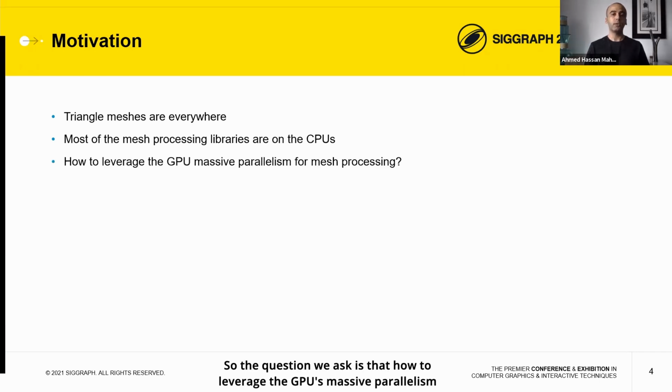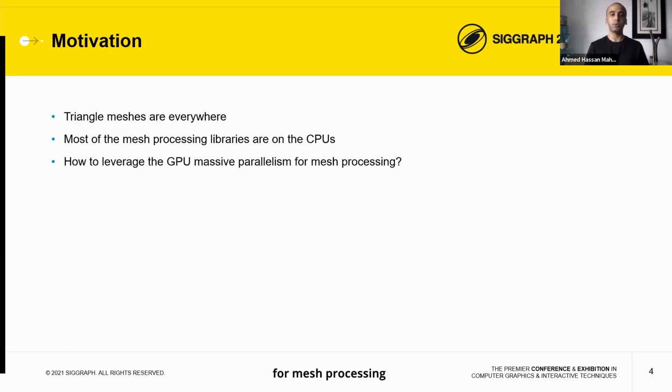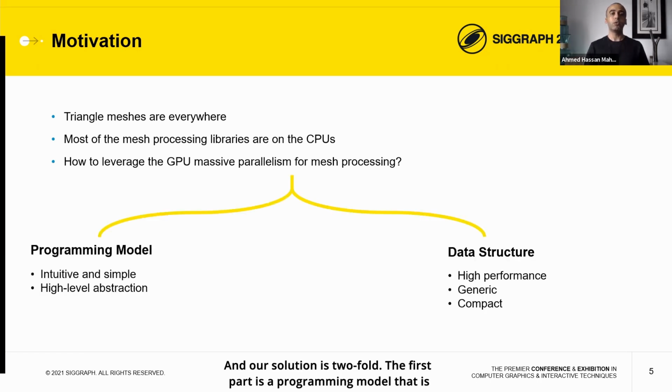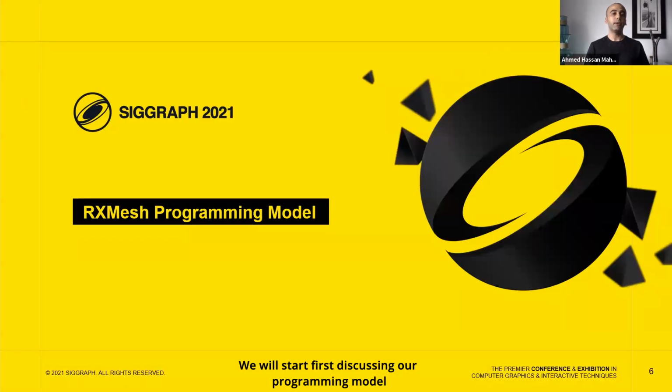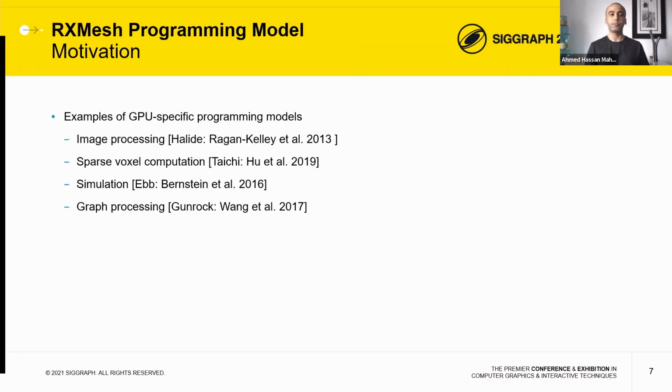So the question we ask is: how do we leverage the GPU's massive parallelism for mesh processing? And our solution is twofold. The first part is a programming model that is intuitive and provides a high-level abstraction for a large set of geometry processing applications. And second is a data structure that can perform query operations with high performance on the GPU while being generic and compact. We will start first by discussing our programming model, and then we will move to discuss the data structure.